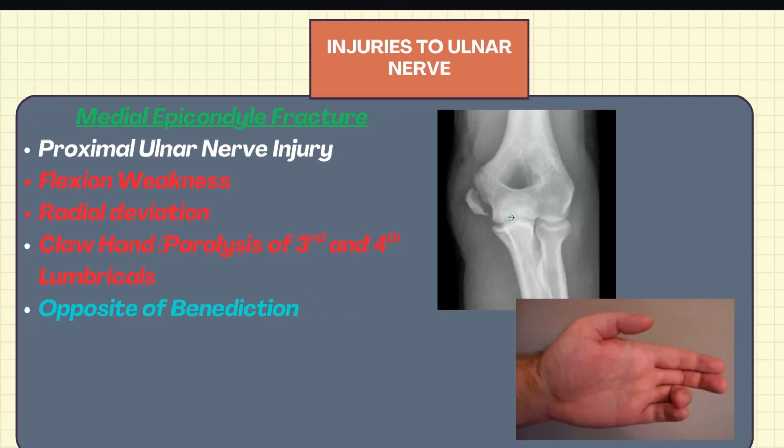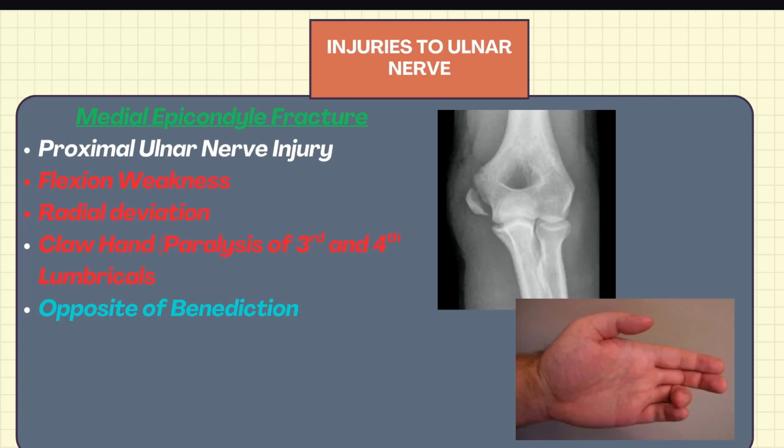Now, again, same idea as the median nerve, you're going to have two parts, two injuries, a proximal injury and a distal injury. For the proximal injury, it's going to be a medial epicondyle fracture, because the ulnar nerve runs around the medial epicondyle. So a fracture in that area is going to cause an injury to the ulnar nerve.